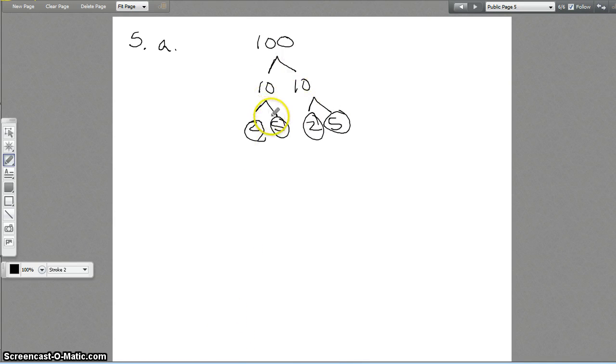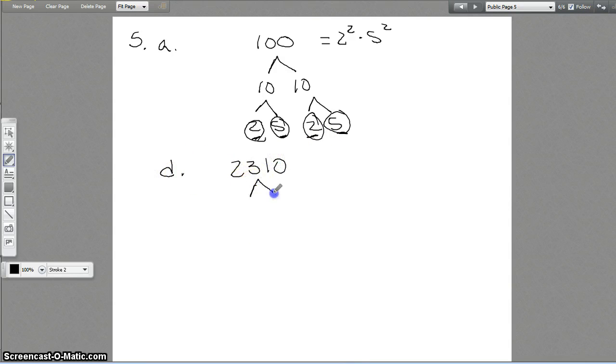So 100 written in prime factors is going to be 2 squared times 5 squared, because you can see I have 2 of the 2's and I have 2 of the 5's all multiplied by each other. Okay, the next one we're going to look at is 5D, which is 2,310.